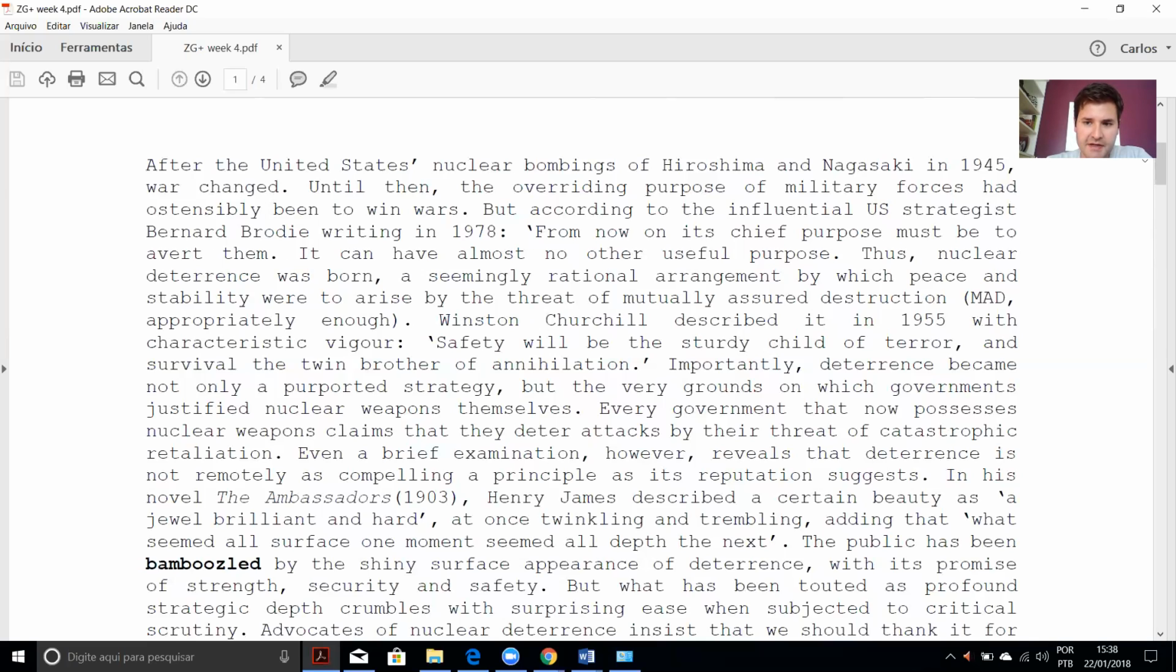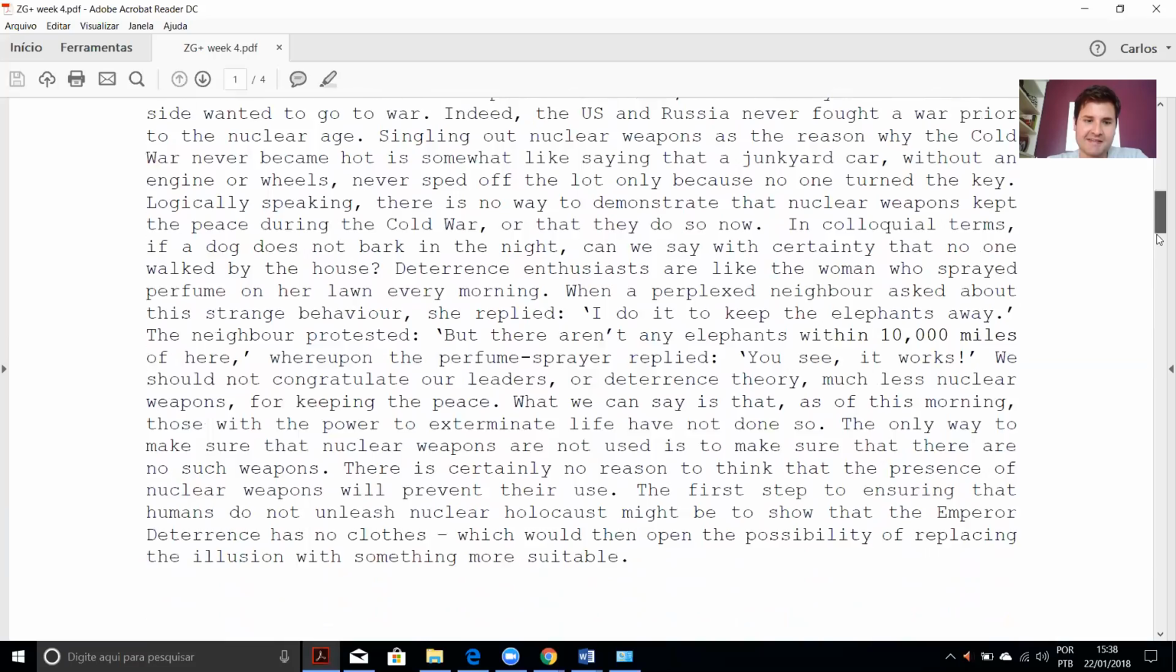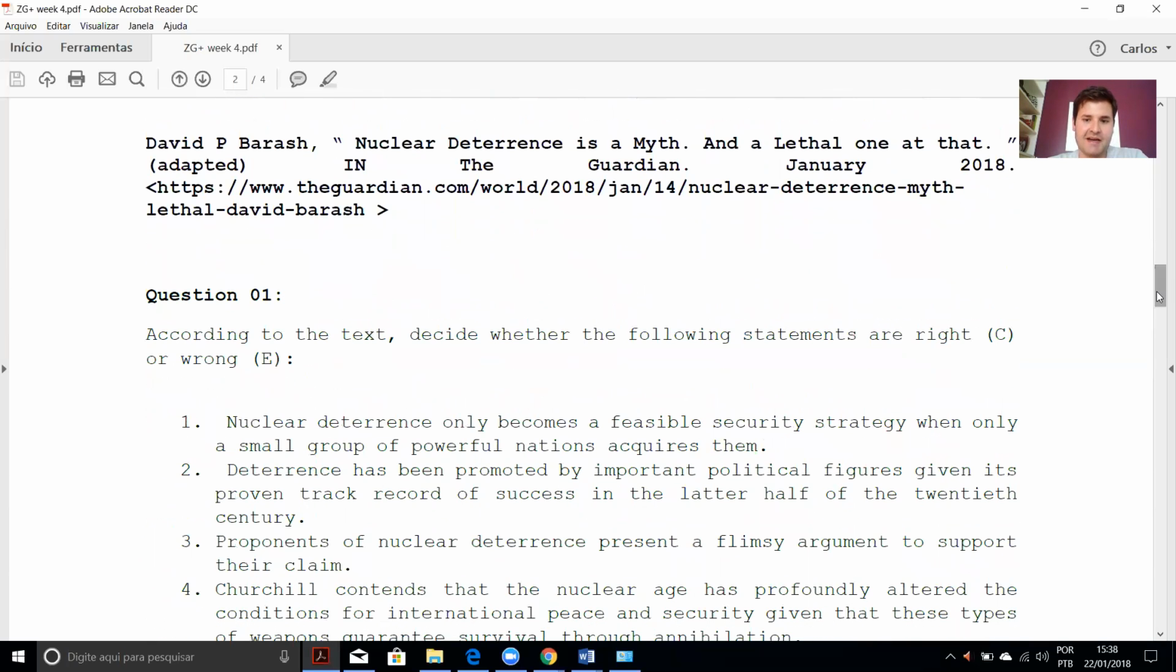Winston Churchill described it in 1955 with characteristic vigor: safety will be the sturdy child of terror, and survival the twin brother of annihilation. Quite poetic, actually. But in the text, it does not necessarily say that. It's extrapolating what is in the text. It's making two assumptions here, that important political figures, it doesn't pinpoint how many.